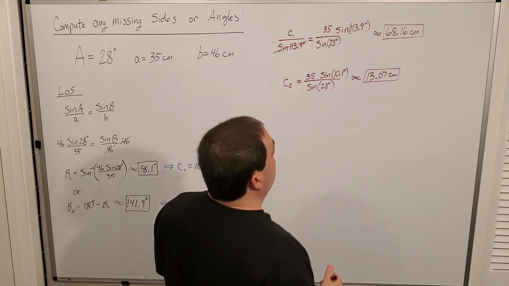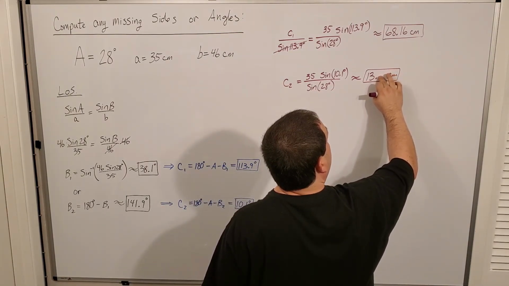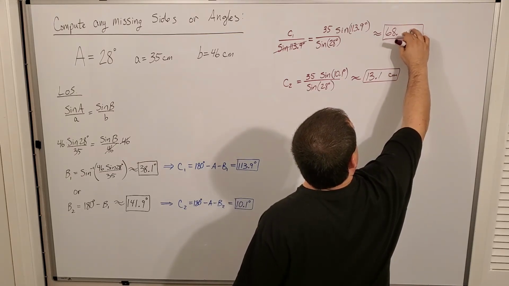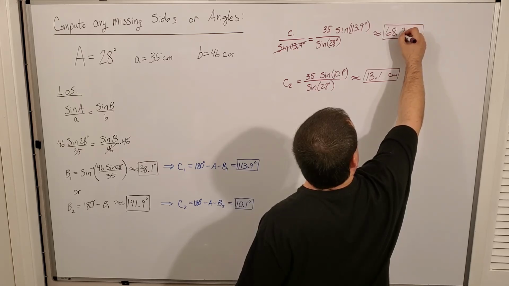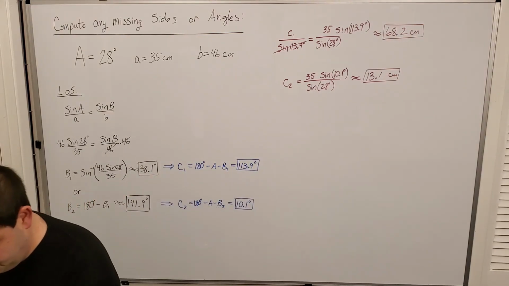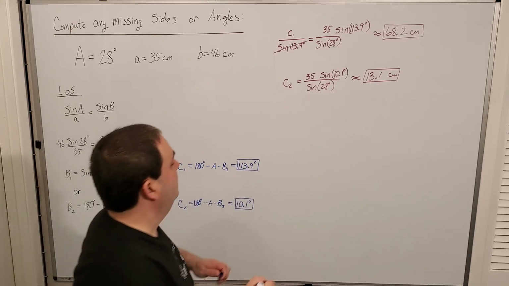Because of the rounding, this is actually going to be better if I just do 1 decimal. Let's just do that. 13.1 and 68.2. Okay, so let's recap the total answers here, right?